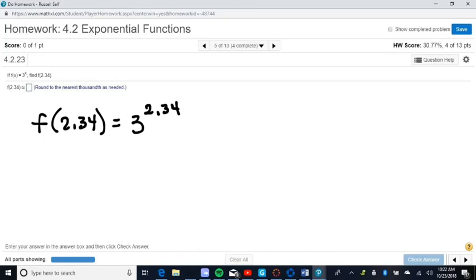Now all the calculators are going to be different, and so you're going to have to follow the rules for your calculator when you're doing this. So get that instruction book, or go on YouTube and find a video. Everything has a video on YouTube for it, so you're bound to find your calculator brand and the directions for doing that. So we'll just do it on the calculator. That's going to be 3 raised to the 2.34 power, and that's going to give you a big long decimal, and it says round to the nearest thousandth as needed.